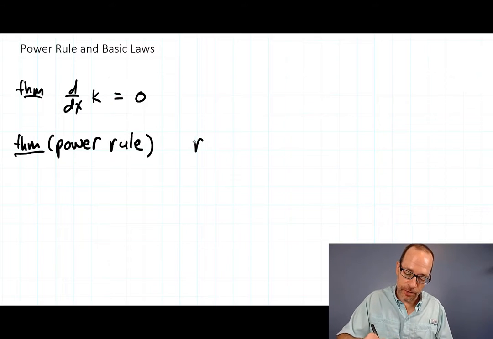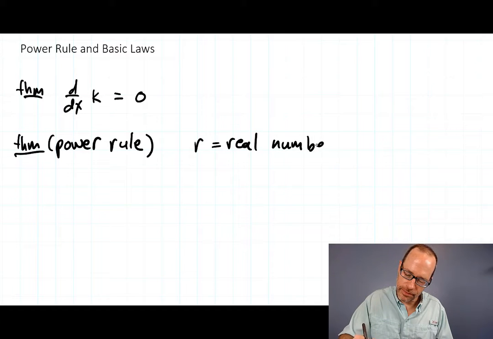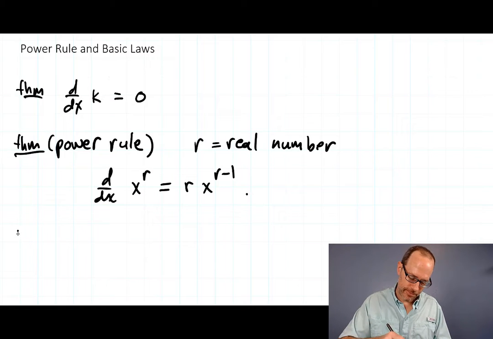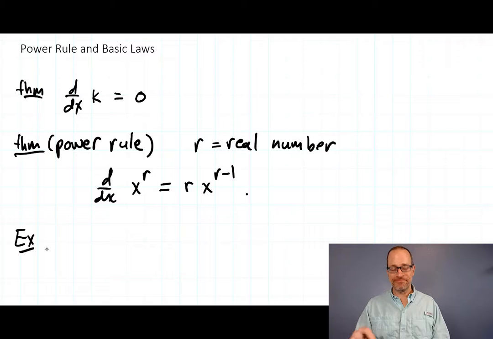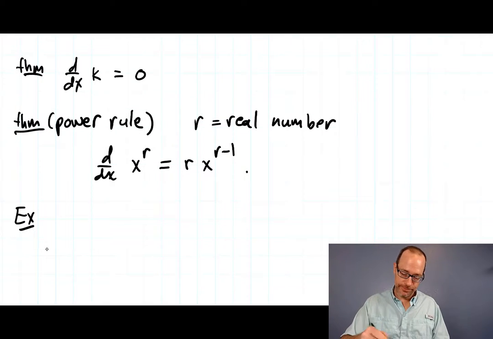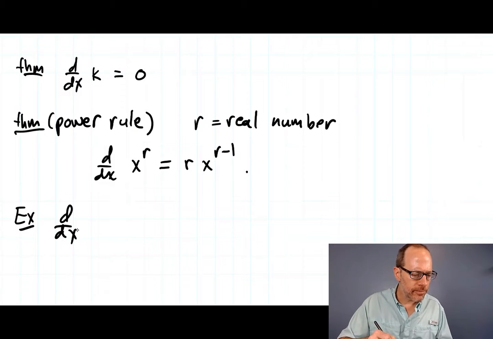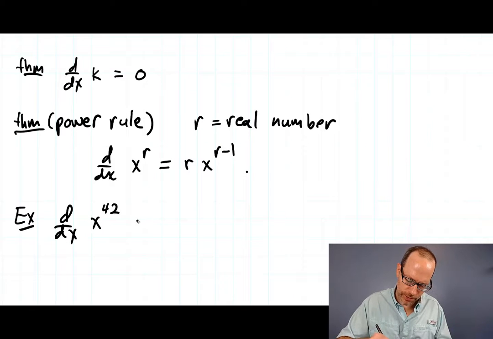It says for r a real number, the derivative of x to the r is r x to the r minus 1. So this is a fun rule. It only works when r is a constant here. So example, the derivative of x to the 42 power. The 42 comes down, and then it's 42 minus 1, so that's 41.